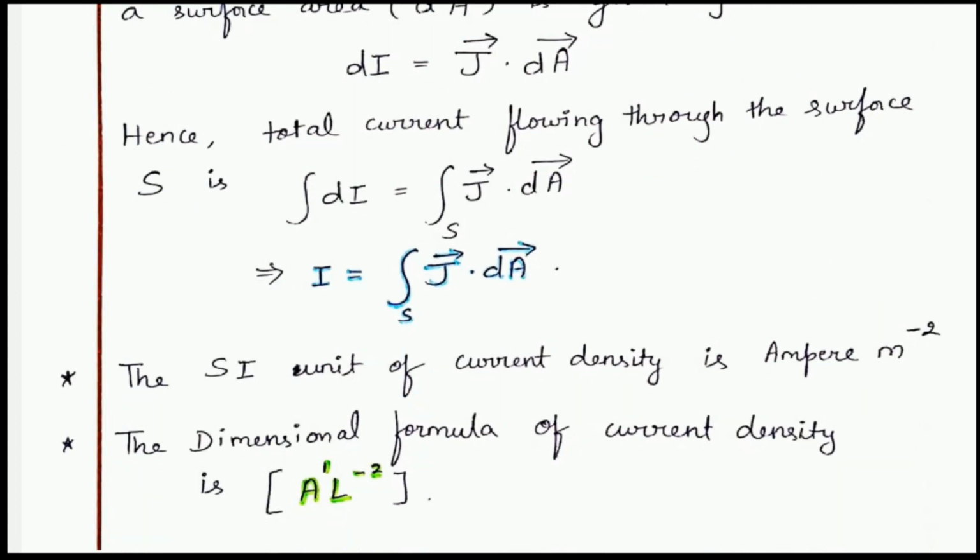J is our current density. As we have discussed already, the SI unit of current density is ampere per meter squared. You can also easily find its dimensional formula, that is the dimensional formula of current divided by the dimensional formula of area. So the dimensional formula of current density will be A to the power 1, L to the power minus 2.